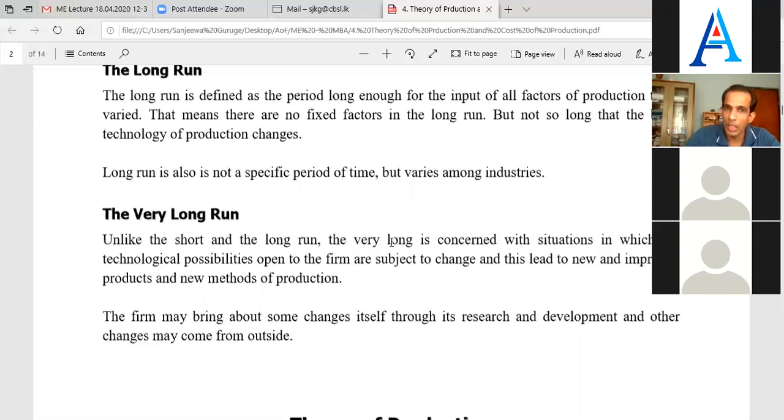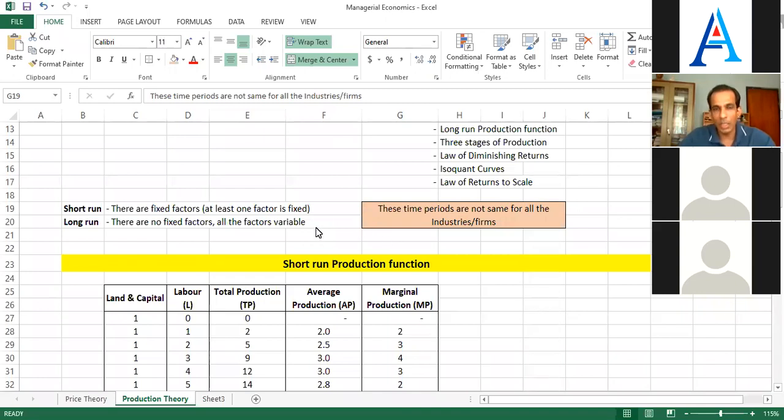Unlike the short run and long run, the very long run is concerned with situations in which the technological possibility is open to the firm, subject to change, right? So this will lead to new and improved products. So when we talk about short run and long run, we mainly consider technology at a given level, but the time period long enough to change even the technology is usually called the very long run. So even the technology applicable for the product can be changed, right?